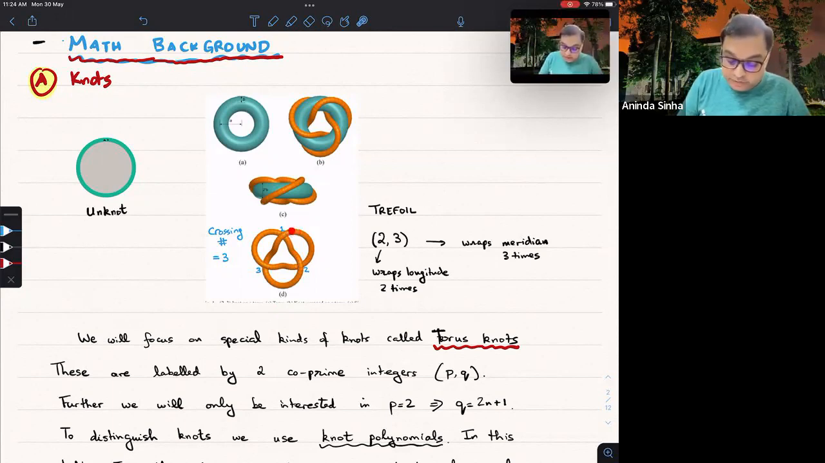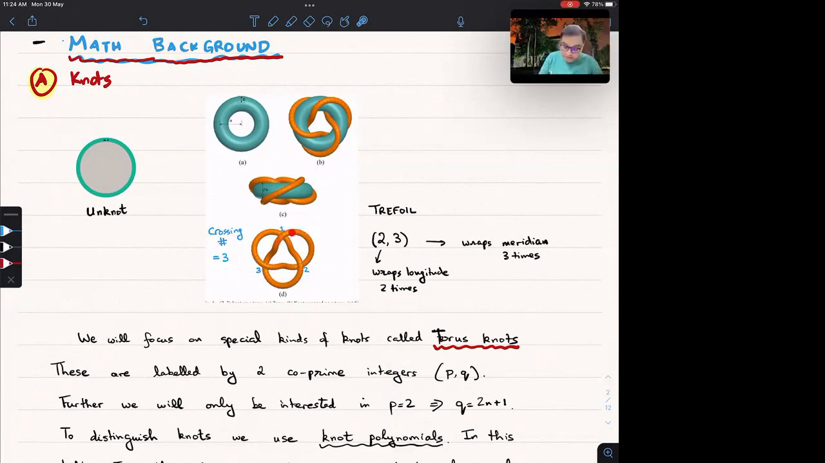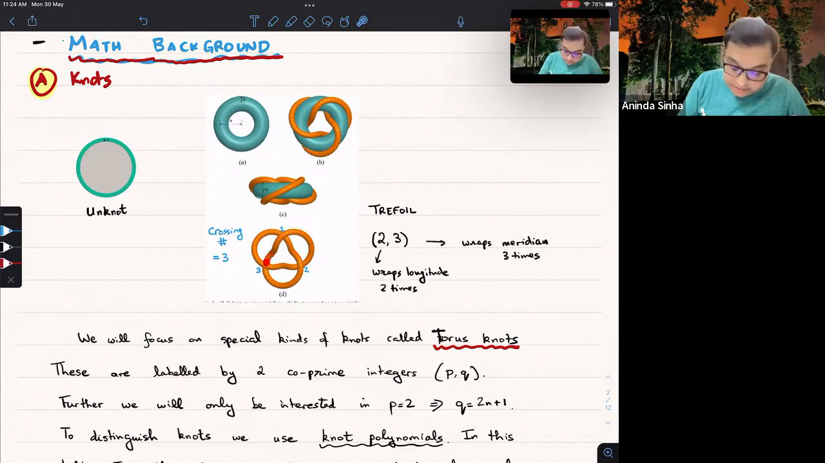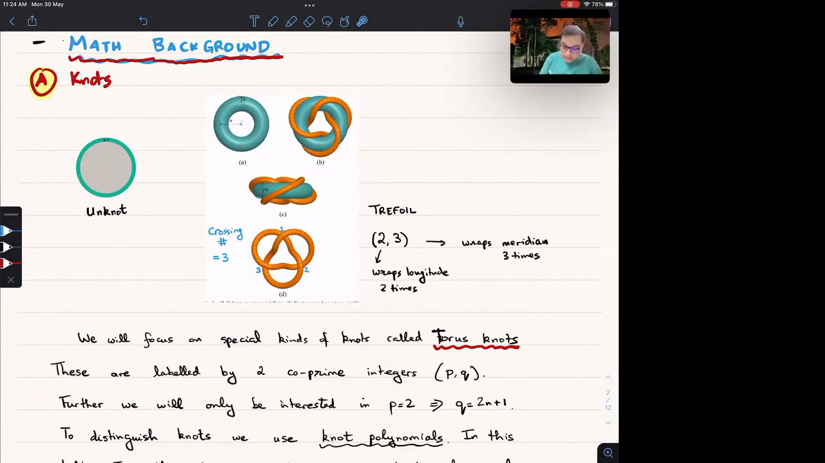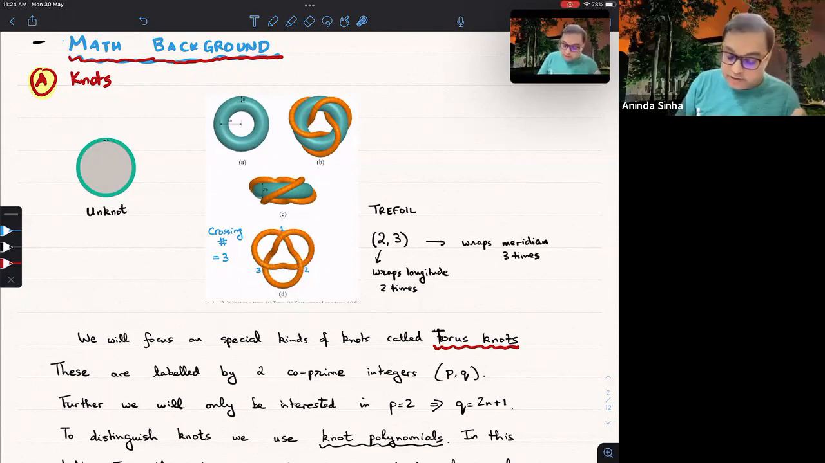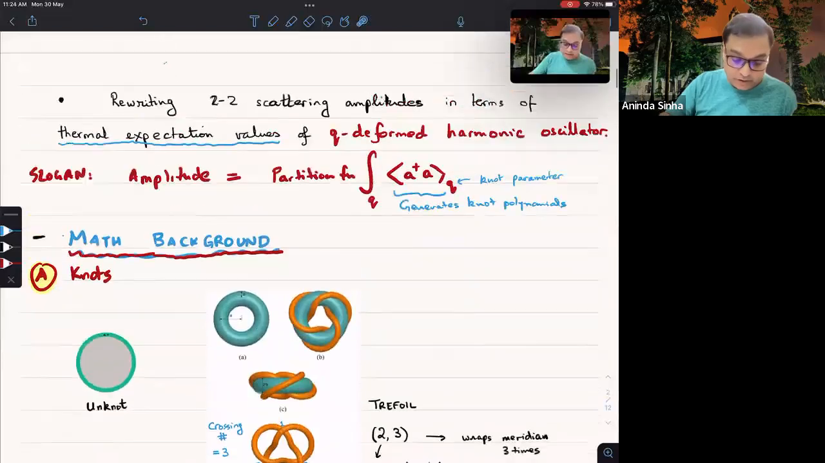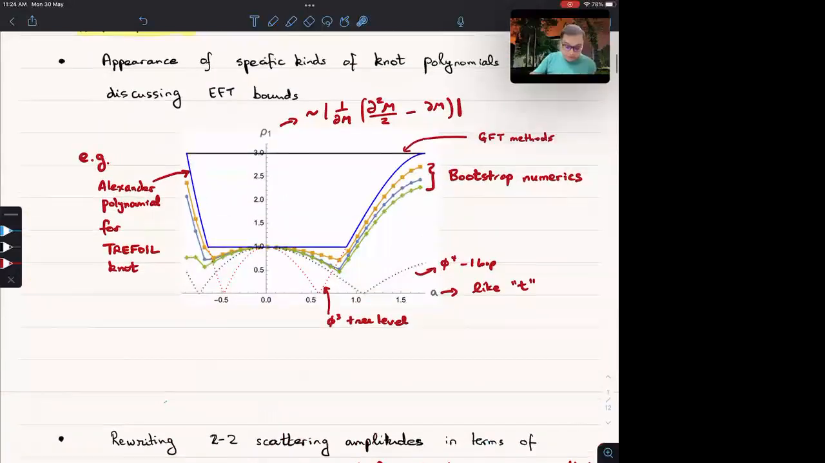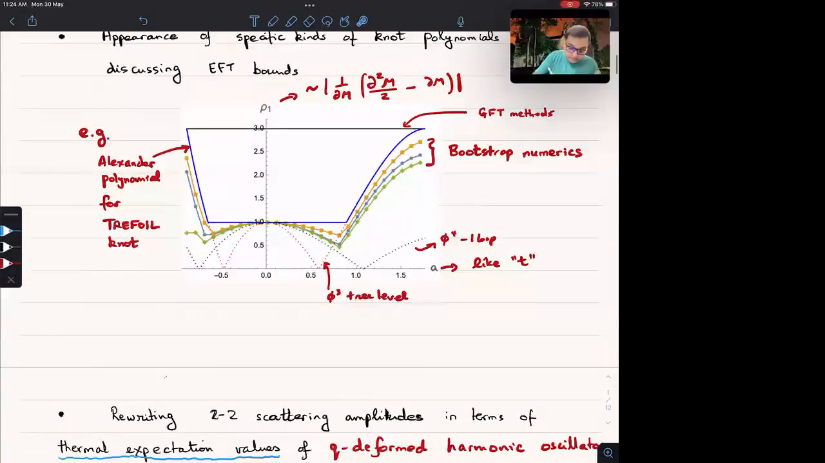You can see that there is one piece of the rope that passes on top of another piece, and then there is another piece that goes below this piece, and so on. So there are crossings here. These are called crossings. This knot here is what is called the trefoil knot, and this is the knot that actually forms this bounding curve.